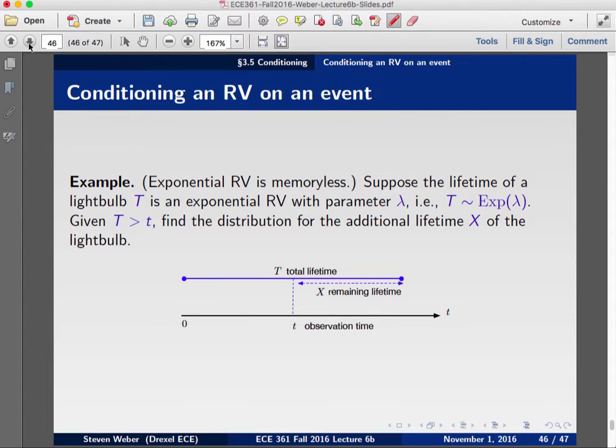Let's do an example to illustrate these types of computations. This is an important example because it establishes a key property of the exponential distribution, namely memorylessness. Memorylessness is a surprising property, and we'll talk about what it means as we go through this example.